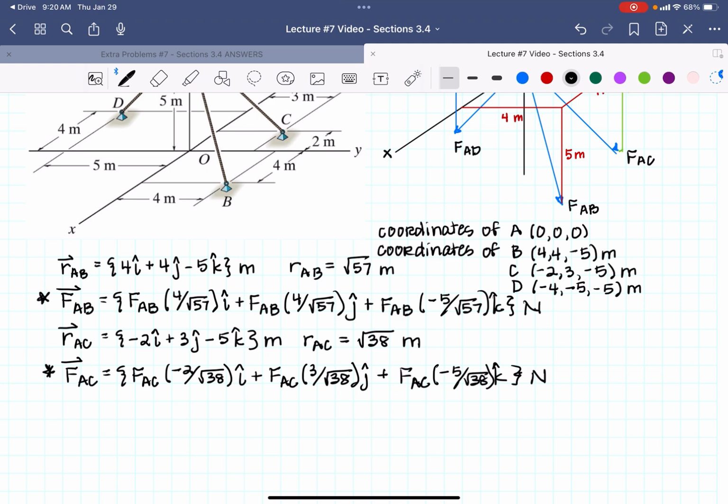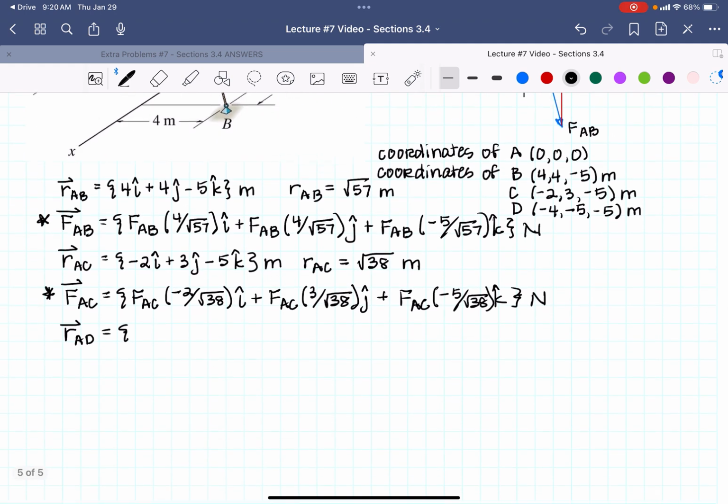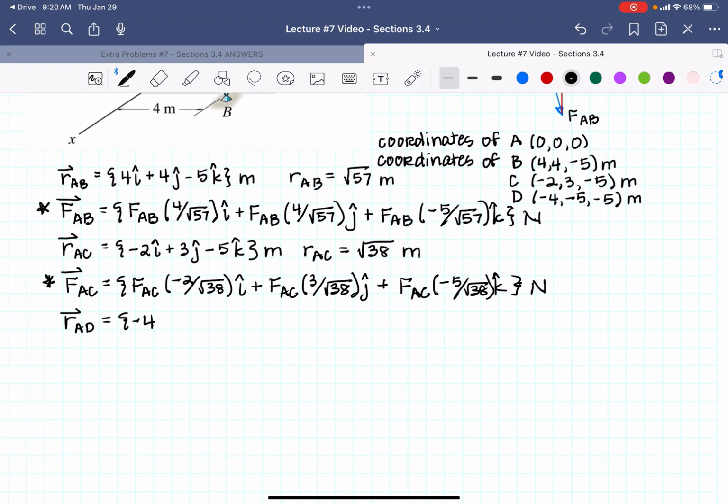All right, and our last one, we're going to find the position vector from A to D, which is going to be negative 4i hat minus 5j hat minus 5k hat. And I put all those into my calculator. 4 squared plus 5 squared plus 5 squared. I'm going to get the square root of 66. So now we put a little star so we can find our force vector a little easier.